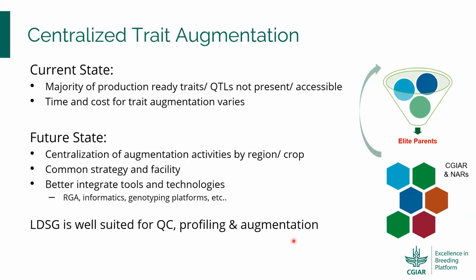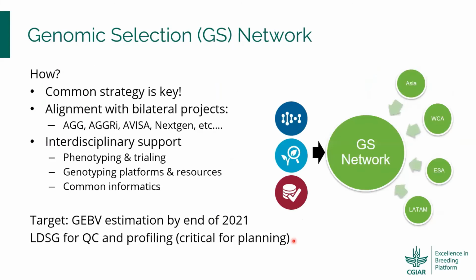So the next initiative is on genomic selection network. So to date, many breeding programs have started some form of genomic selection to replace conventional selection methods. Many large bilateral projects, such as the Gates-funded AGG for wheat and maize, Agri for rice, Avisa for the dryland cereals and legumes, and NextGen for cassava, all have a very bold ambition to establish network-level genomic selection.